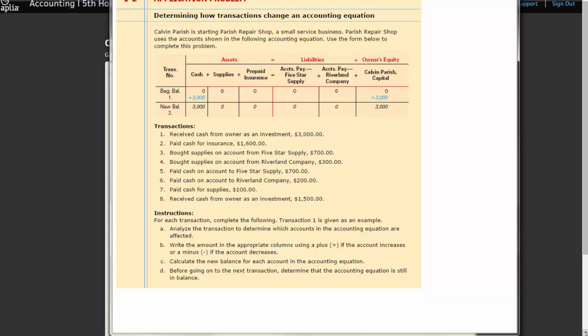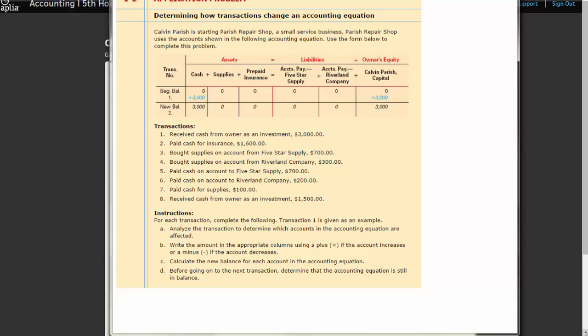Instruction letter A says, analyze a transaction to determine in the accounting equation which ones are affected, which is what I ask you in double entry accounting. What 2 accounts are being affected? You know it's always going to be at least 2. Okay. Then part B is going to be write the amount of the appropriate column using a plus or a minus, which is the second question I ask you. I ask you, okay, you're affecting cash. Do you have more cash or less cash? And anytime you're writing a transaction, you have to write a plus or a minus next to the value.